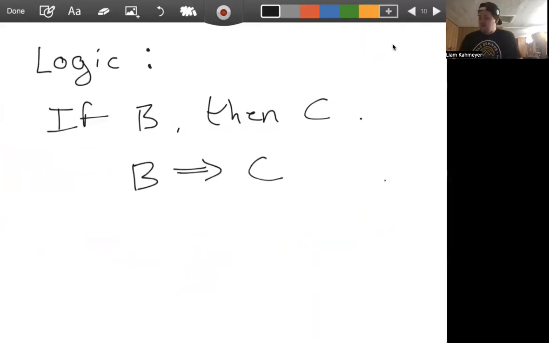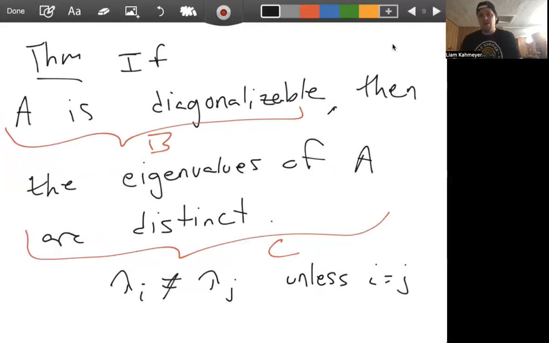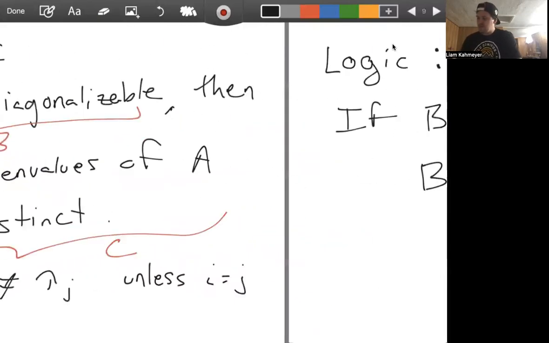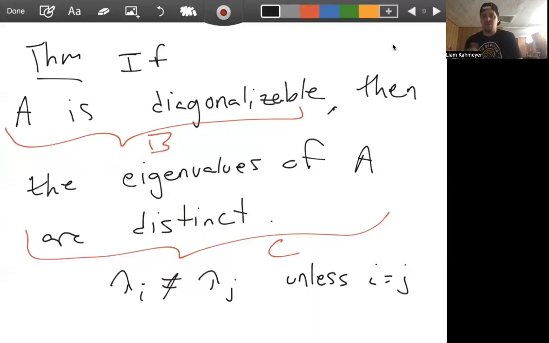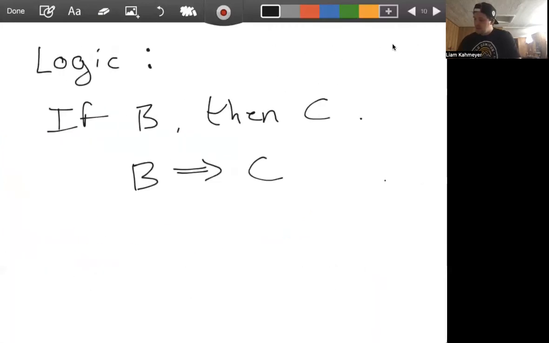Well, if we're trying to find a theorem that helps us figure out if a matrix is diagonalizable, how would this theorem help us if that's what we were assuming? Then it only applies to diagonalizable matrices, but we want to figure out which of those are. Well, this theorem is really helpful for figuring out if a matrix is diagonalizable by understanding the contrapositive of this statement. So what is a contrapositive?